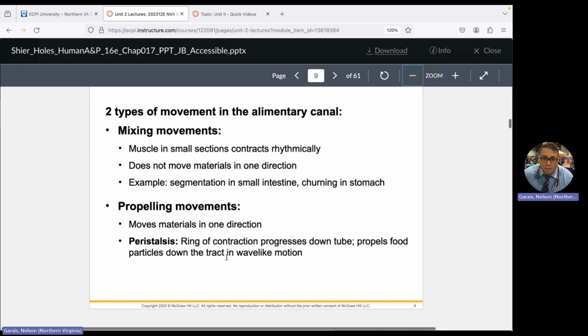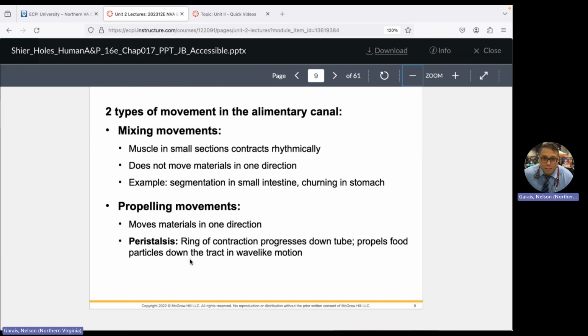There are also 2 types of movement in this alimentary canal: mixing movements and propelling movements. Mixing movements, such as in your small intestine and churning in your stomach. And propelling movements, which is like peristalsis, the function of your esophagus that brings food from your oropharynx all the way down to your stomach. Propelling movements go in one direction. Mixing movements, of course, go in all different directions.